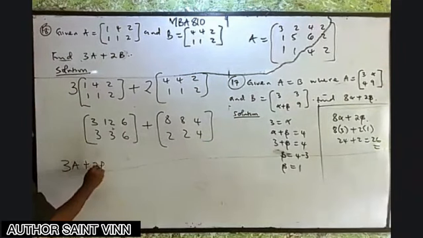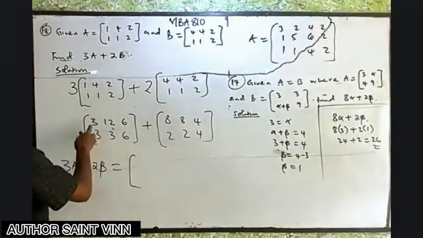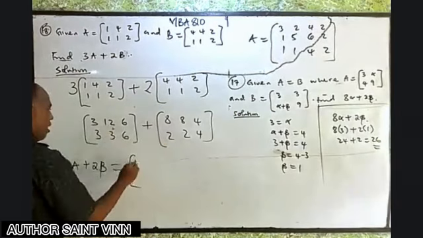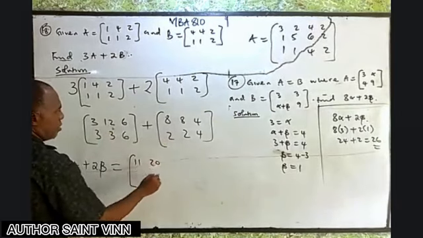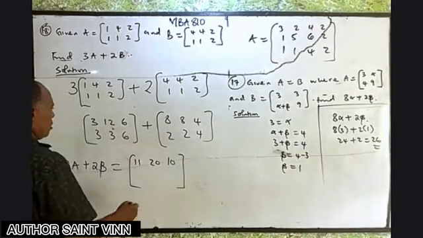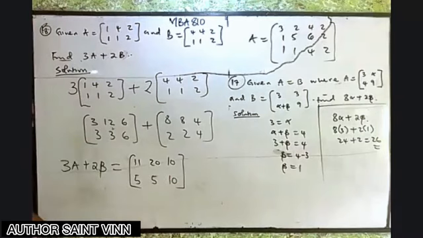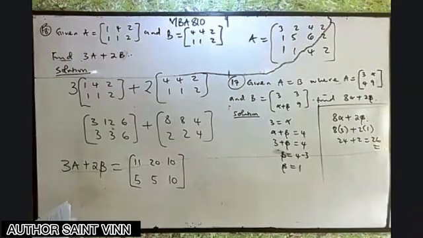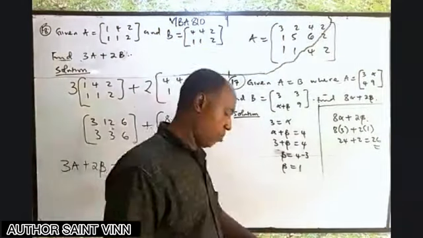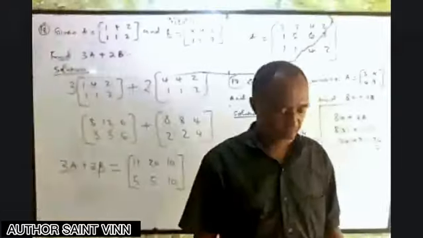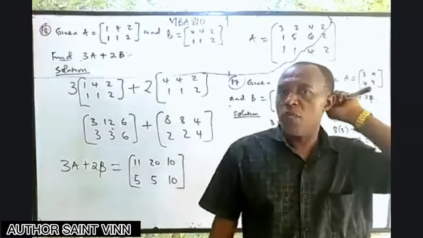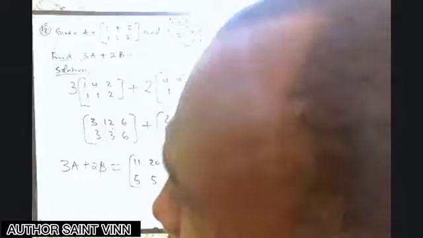3A plus 2B is now equal to 3 plus 8, that's 11. That's 20. That's 10. I mean, this is 5. This is 5. This is 10. That's the final answer. Which one is our answer there? Anyone? 11? Should be A. 11, 20, 10, 5, 5, 10. Any queries? Who is not clear? Those of us online, any questions?